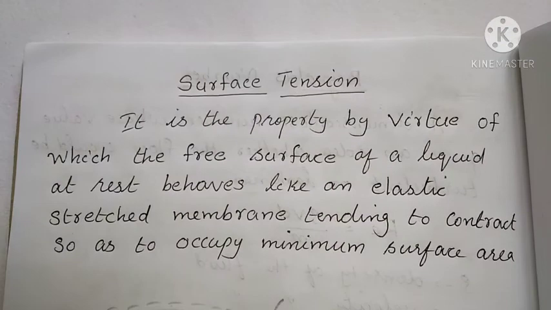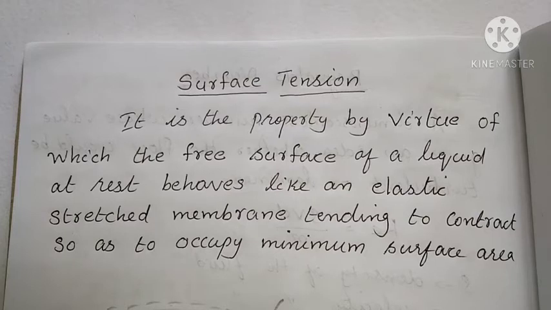Dear children, today we are going to study the topic surface tension. You know that steel is denser than water. Even then, a steel needle floats on water. This is because the water surface acts as a stretched elastic membrane and supports the needle. This property of a liquid is called surface tension.